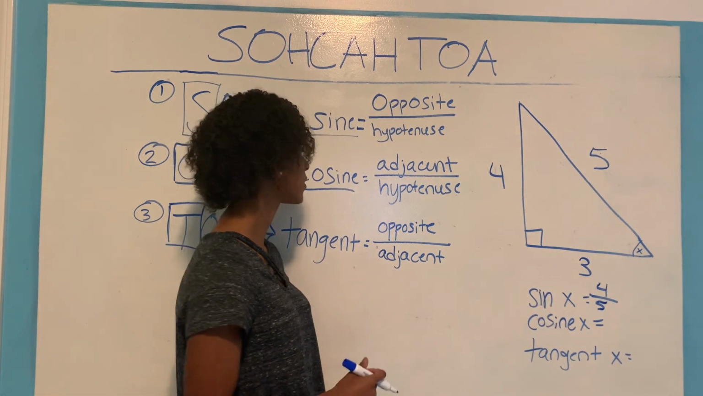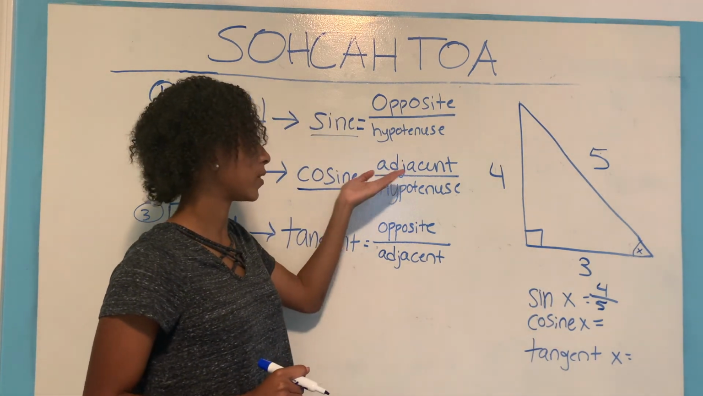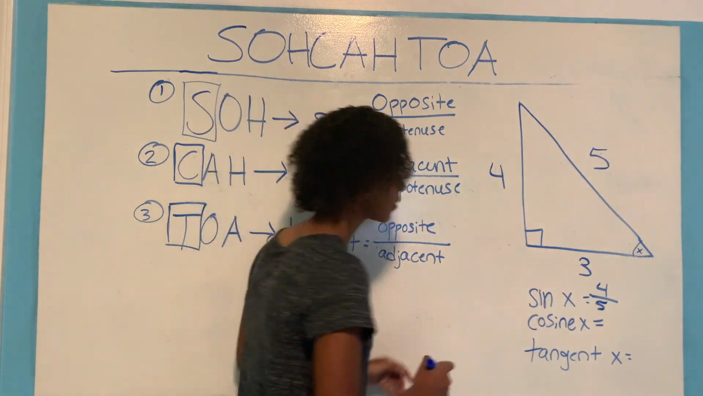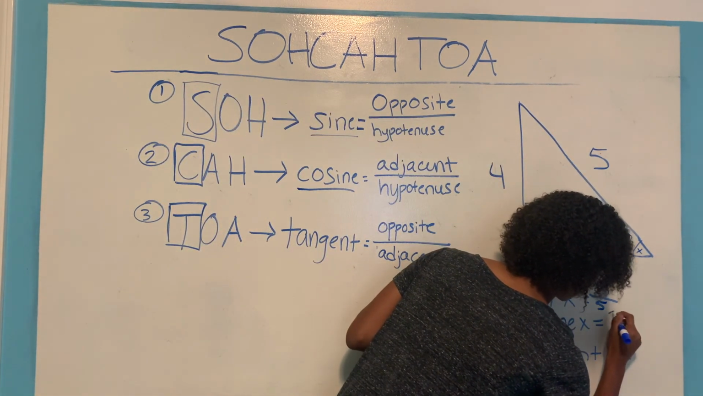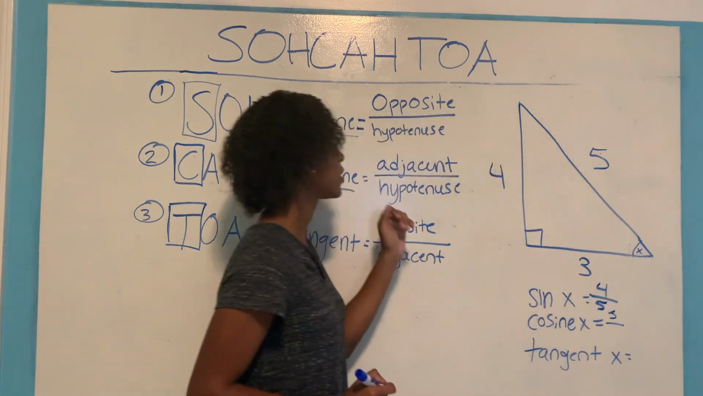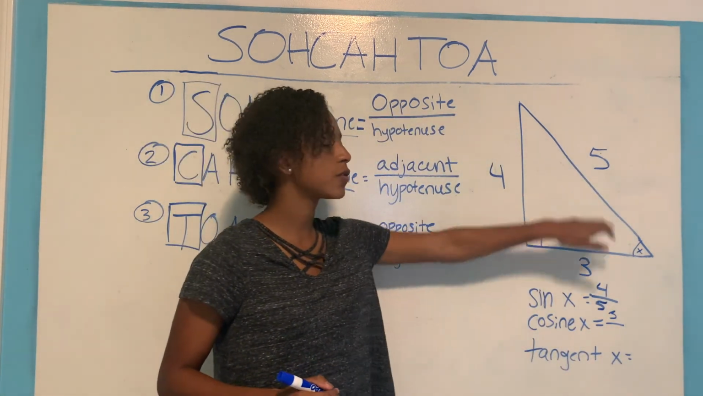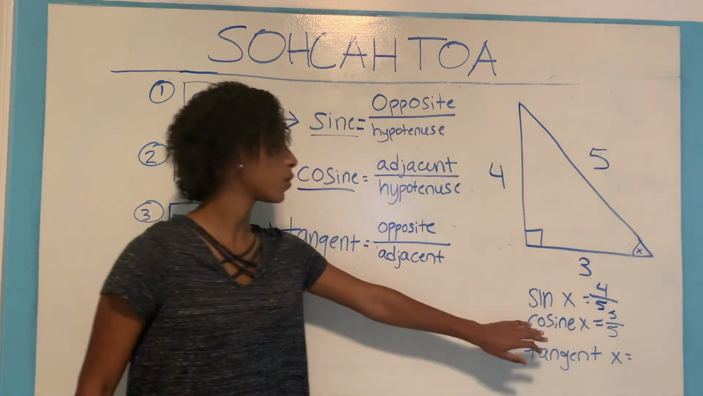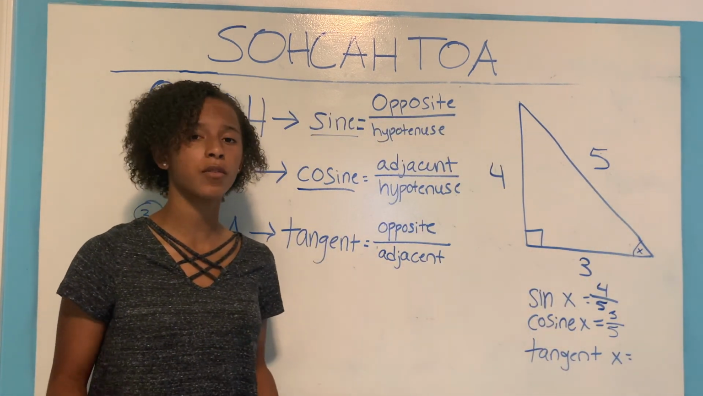In this case, since you're doing the adjacent over hypotenuse, the adjacent side equals 3. So let's write 3 down here, and that's over the hypotenuse that we already found, which is 5. Now we know the cosine of x is 3 over 5.